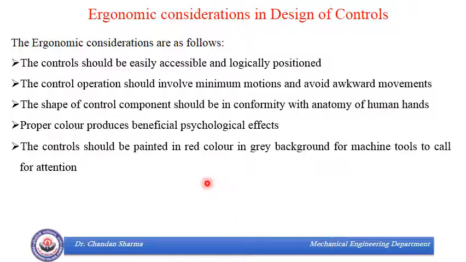The shape of the control component should be in conformity with the anatomy of human hands. Proper color produces beneficial psychological effects. Controls should be painted in red color on a gray background for machine tools to call for attention. So these are a few ergonomic considerations that we use while designing controls.